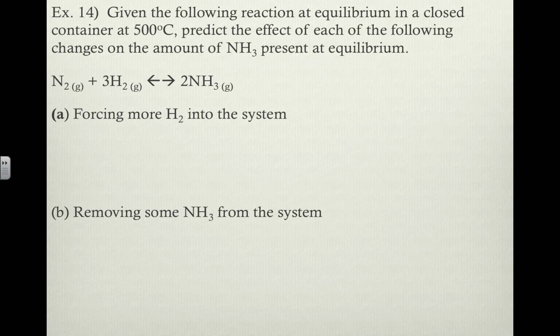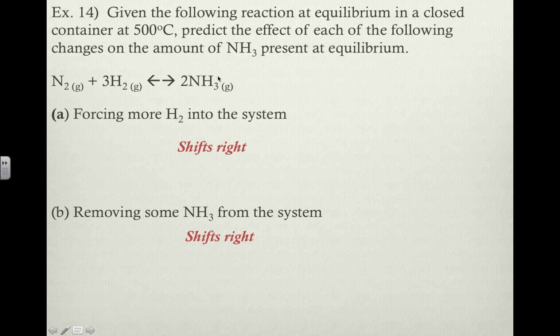Given the following reaction at equilibrium in a closed container at 500 degrees Celsius, predict the effect of each of the following changes on the amount of ammonia present at equilibrium. So if we force more hydrogen into the system, so we have more reactant, it's going to shift it towards the products, which is to the right. What if we remove some ammonia from the system? It will shift it right as well, because we've got to make up for that lost product.